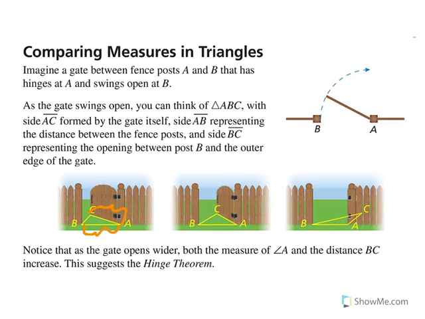The length from the fence post to the fence post is the same. The length from the fence post to the end of the gate doesn't change. But as the gate opens, it makes our angle larger, and it's going to make a further distance from the opposite fence post to the side of the gate. So this is what we've been talking about. Whenever an angle gets larger, that means that side is going to get larger as well.